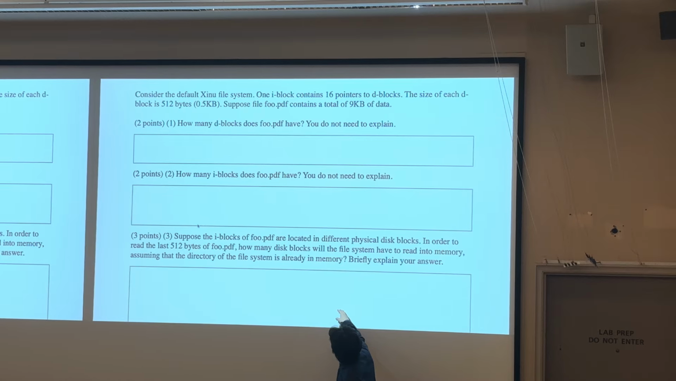Suppose the index blocks of foo.pdf are located in different disk blocks. Oh, in different, okay, thanks for the clarification. So if they are in different blocks, there will be 3. Right, so you get the first index block, and you find that the last block is not in the first index block, then you need to get the second index block, and once you get the second index block, you can directly load the last data block inside.